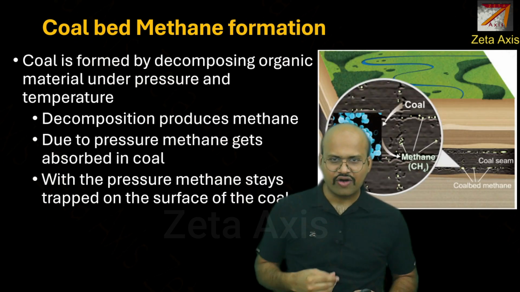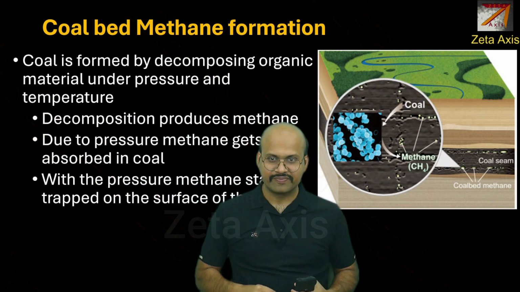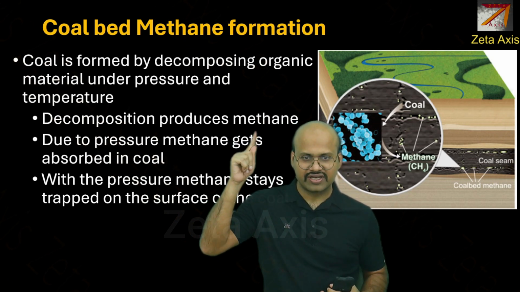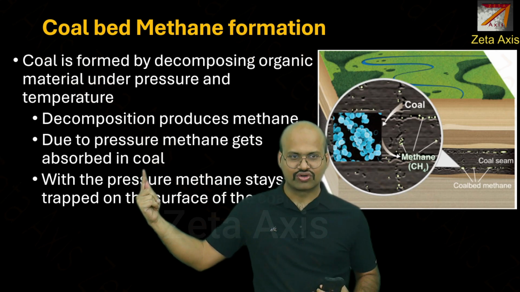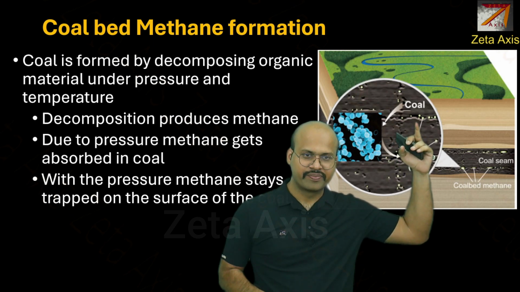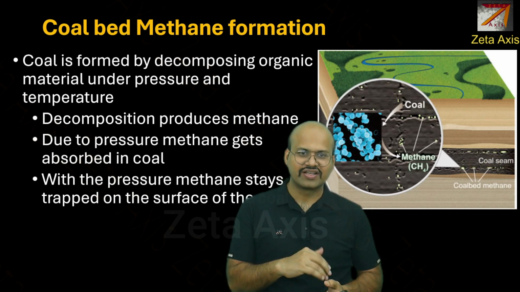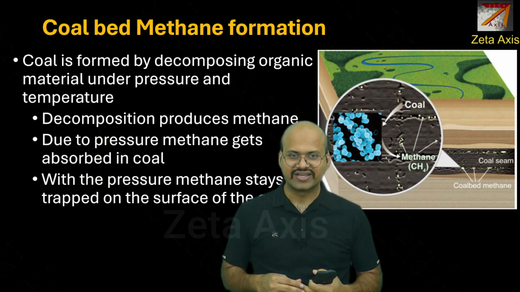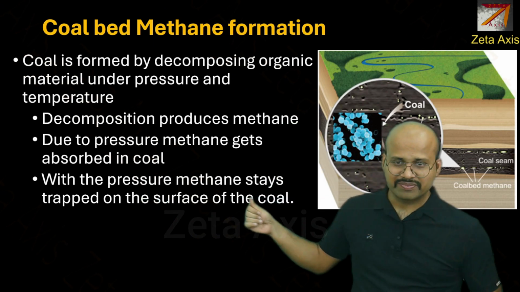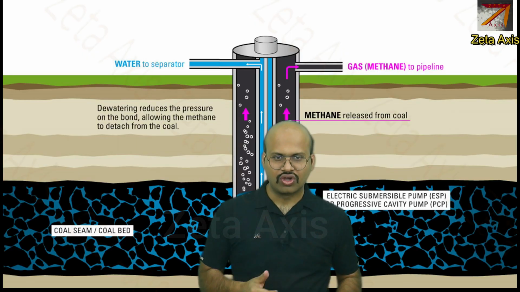Here we can see how it is formed. Coal is formed by decomposing organic material under pressure and temperature, which we have seen. Decomposition produces methane. There is anaerobic decomposition, therefore we will get methane. Due to pressure, methane gets absorbed in coal. Here we can see that these are the coal layers, and these yellow particles are methane. So because of very high pressure, when the decomposition was occurring in anaerobic condition, methane which was created got absorbed within the coal, and with the pressure methane stays trapped on the surface of the coal. So it is basically trapped in this coal layer.